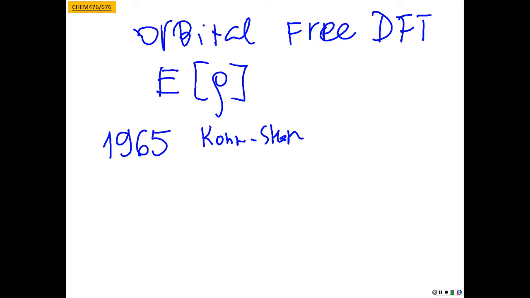But in this orbital-free density functional theory, it is purely, as we illustrated in Thomas-Fermi, only density and only energy, nothing else. Only density and only energy.